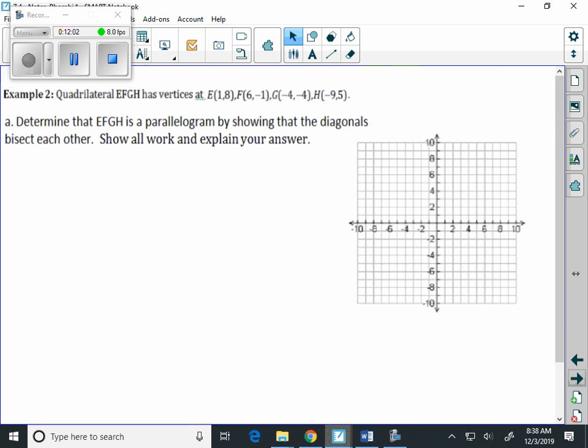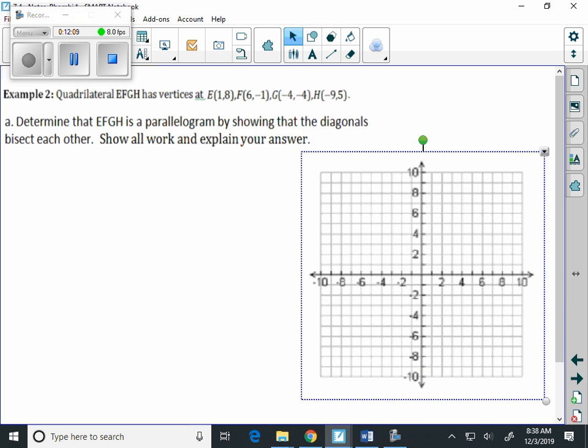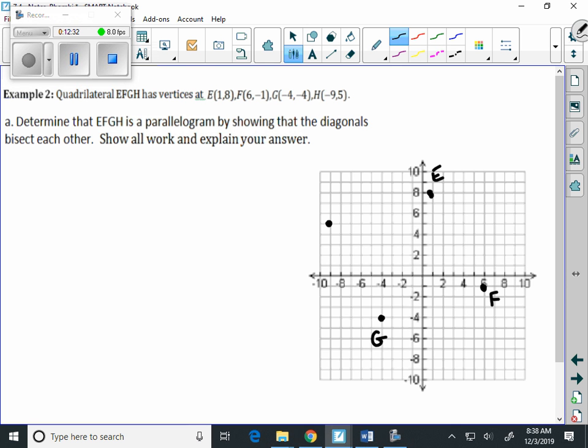Example 2. Quadrilateral EFGH has vertices at those 4 points, and we'll graph those. And what we've got is 1, 8, which is E, 6, -1, here's F, -4, -4, which is G, and -9, 5, which is H.